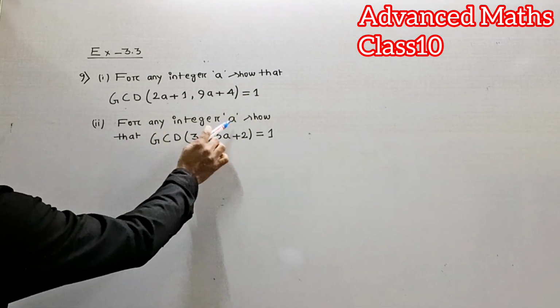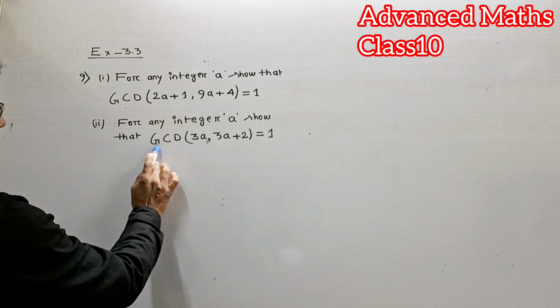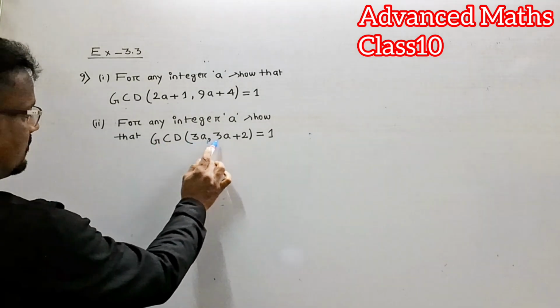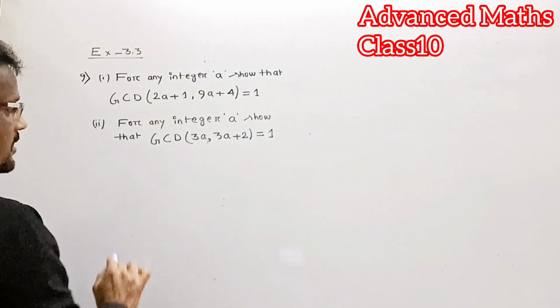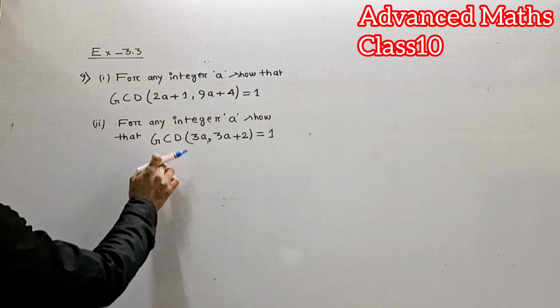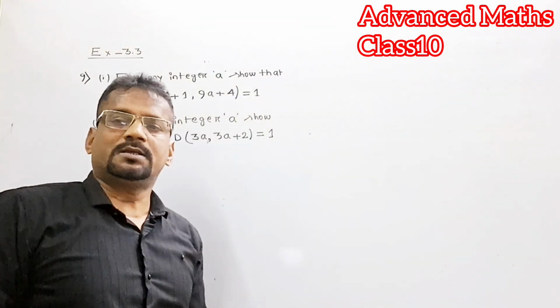As well as, again for any integer a, we are to show that the GCD of 3a and 3a + 2 is 1. That is greatest common divisor, or you can say HCF.